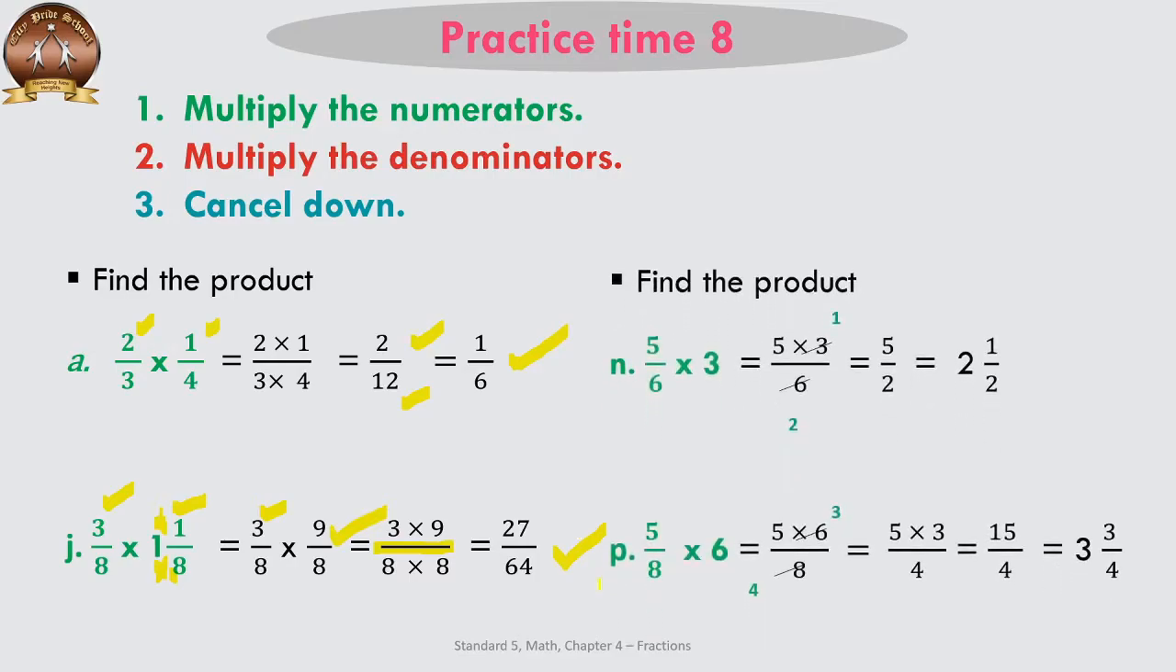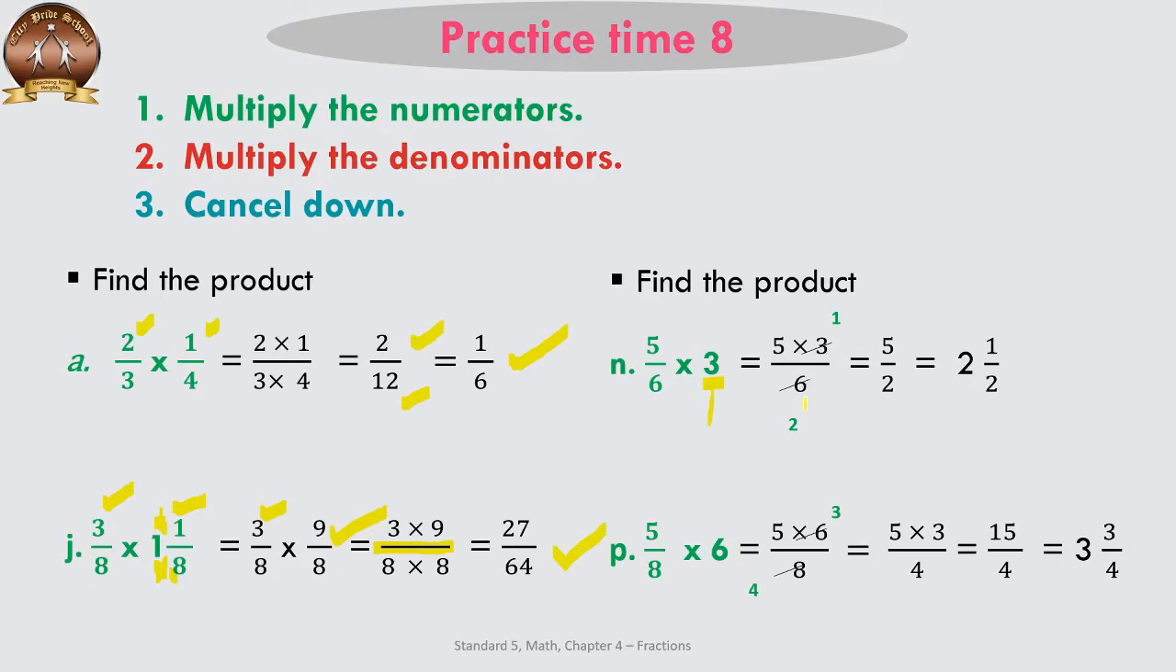5 upon 6 multiplied by 3. 5 upon 6 multiplied by 3 can be written as 5 upon 6 multiplied by 3 upon 1. This 3, when it is a whole number, is considered to be a fraction with the denominator 1. So the numerators are 5 and 3. 5 multiplied by 3 upon 6 multiplied by 1, or you can also write only 6 here.